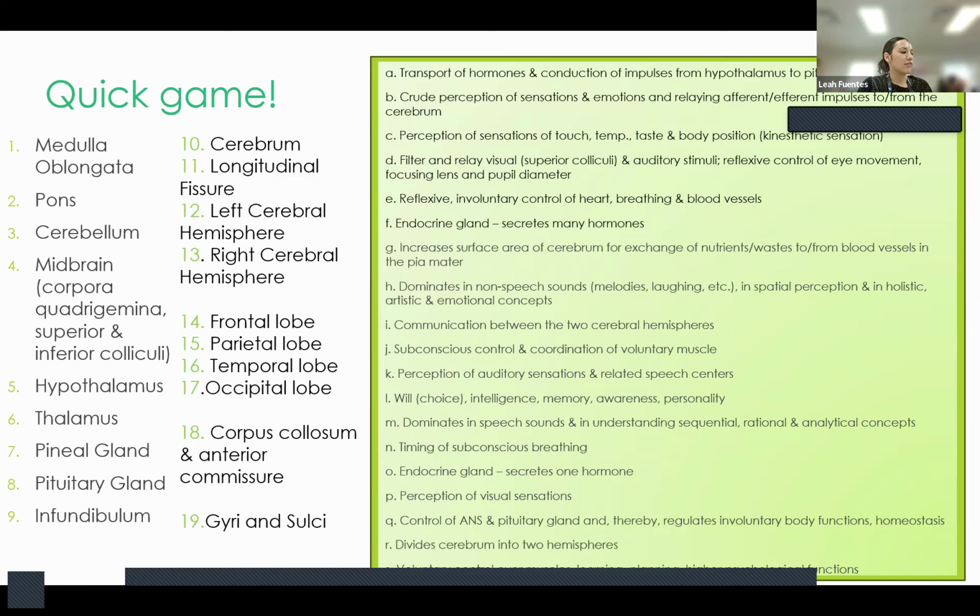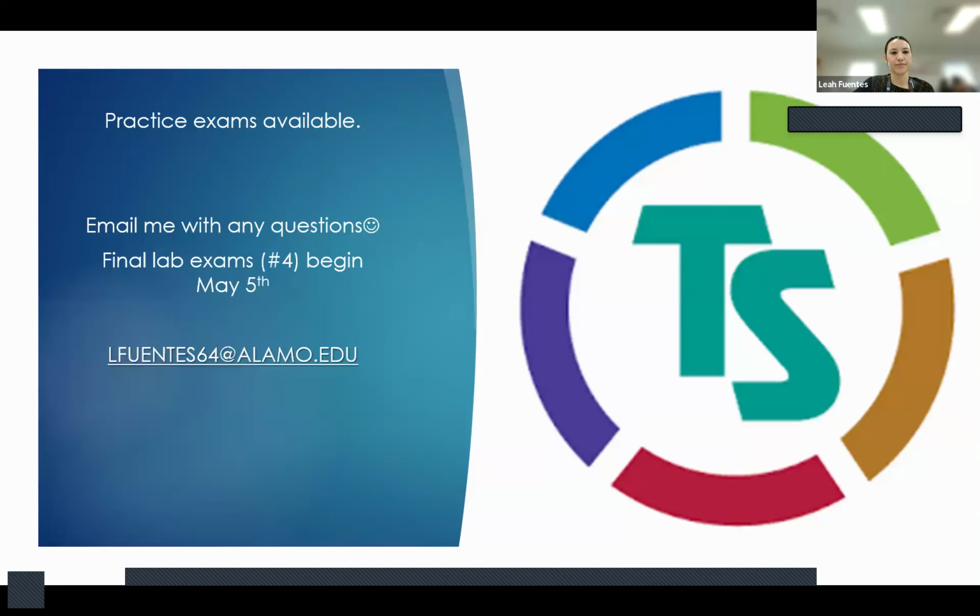And we also have on the back of this worksheet that I have the same quiz for the cranial nerves. And then, so these are the practice exams that I'm talking about. But if you would like one for your lab exam, it should be up by next week. Thank you.